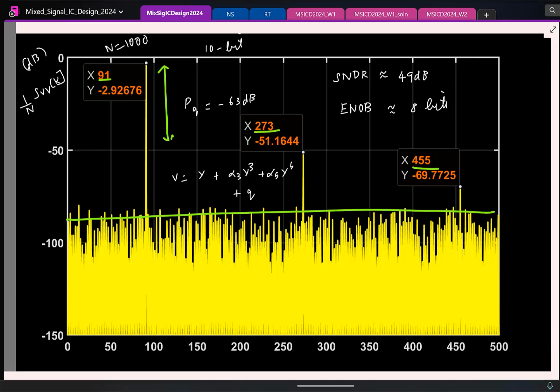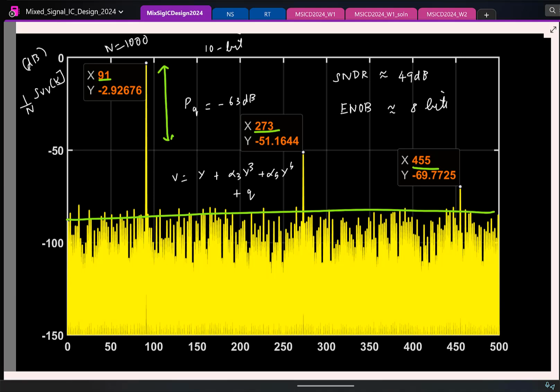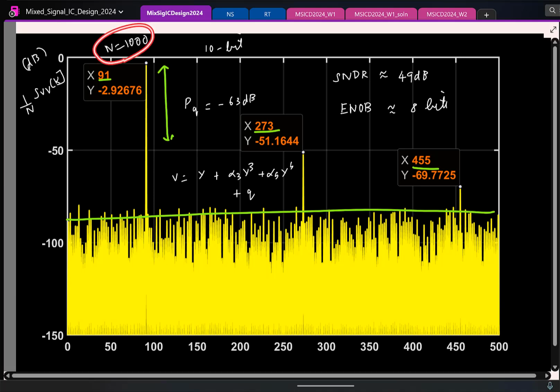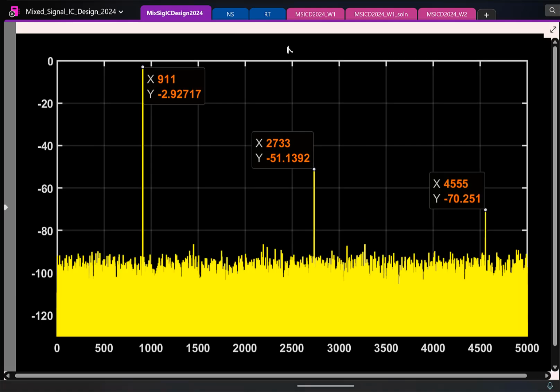Fine. So if I want to reduce this, what can I do? Increase the number of points. Clear? The same noise is there. If I take a larger number of points, that noise floor will reduce because we are summing up over a wide range of n. Fine. So I did that. I basically increased N by 10x. So this is basically 10,000. As you can see, this is going till 5,000.